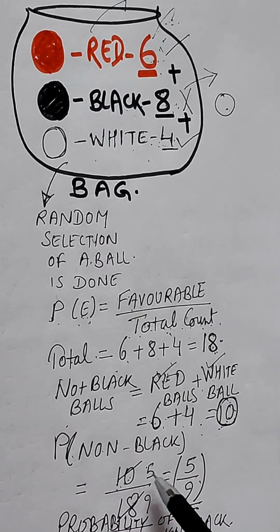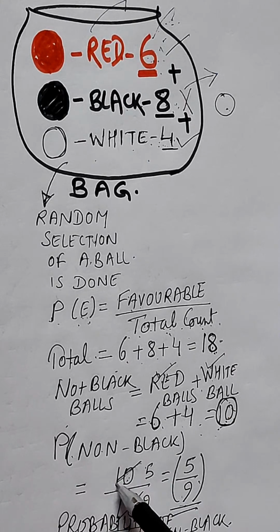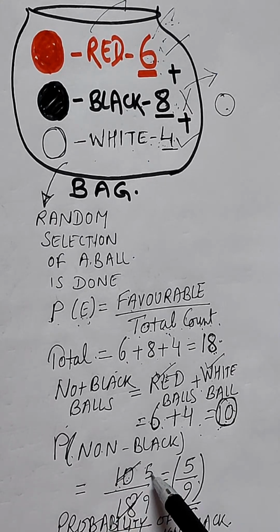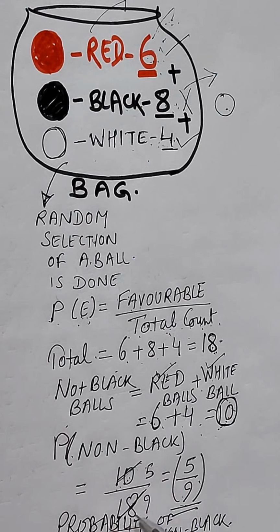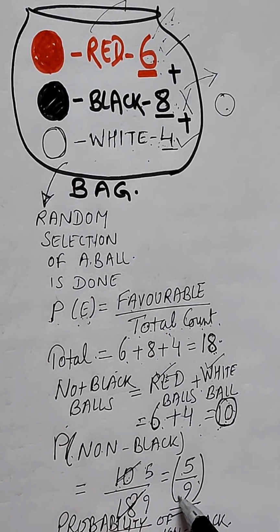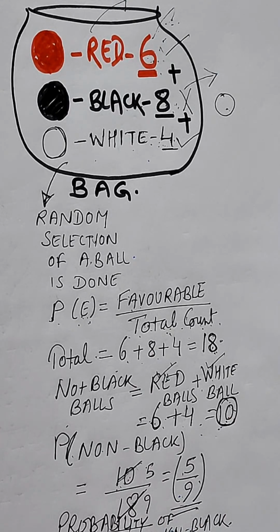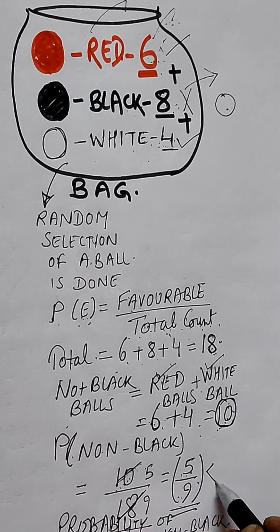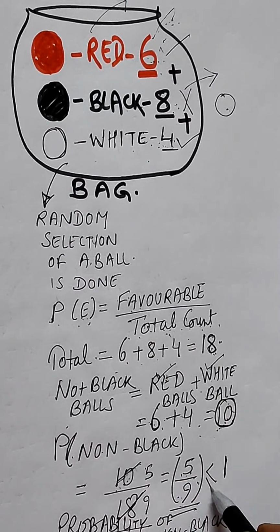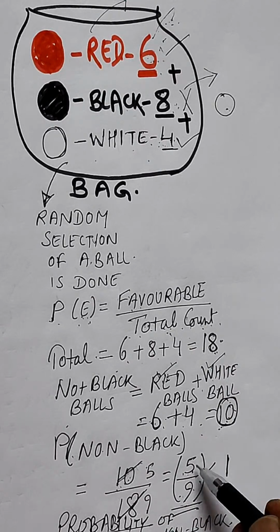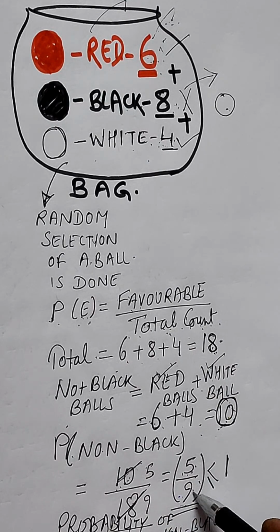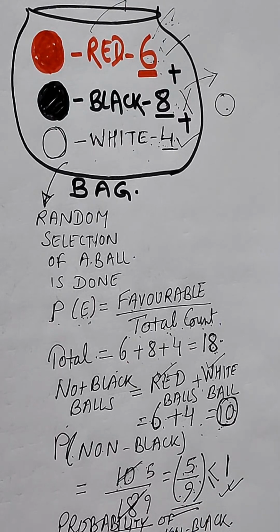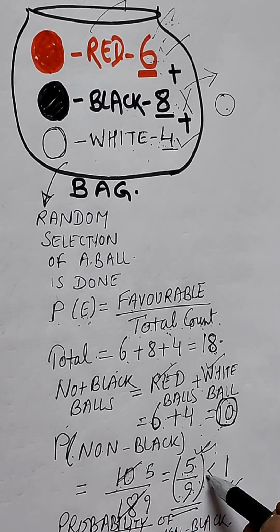Okay, now just divide it, divide the numerator by 2, it will be 5, and divide the denominator by 2, it will be 9. So 5 by 9 is the probability of getting a non-black ball. And students, always remember, when you are getting the answer of any probability, the answer will always be less than or equal to 1, right? So here you can see 5 by 9 is a number which is less than 1. So this is the answer, right? 5 by 9 is your answer, that you are getting a non-black ball, right?